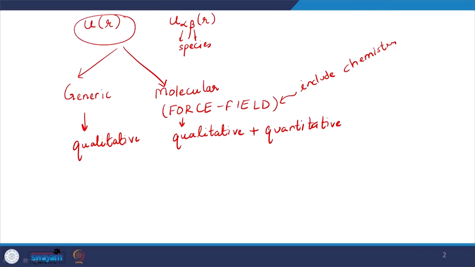So if you go back to the literature, the generic methods are the ones that have been used, I would say, a lot in the initial era of computers. The molecular methods, starting from a force field, even if it is an empirical force field, have come a bit later, and right now we are at a stage where we can do, at least for small systems, ab initio simulations, right?